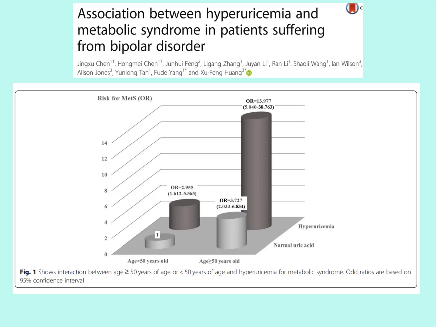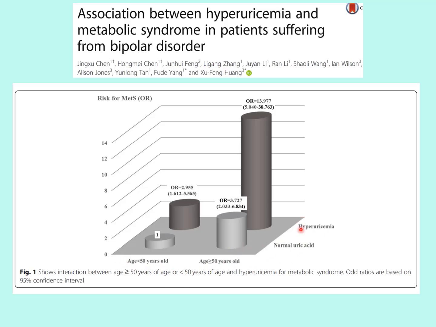Here's a paper we published last year. This is related to association between hyperuricemia and the metabolic syndrome in patients suffering from bipolar disorder. Because we want to show the risk for metabolic syndrome, we have used the OR, odds ratio. Based on our data, we saw the age and uricemia, uric acid level both contribute to the risk.